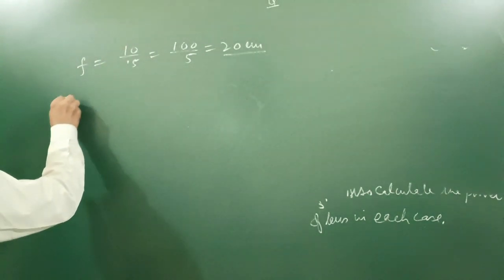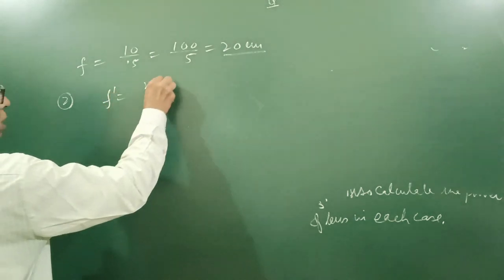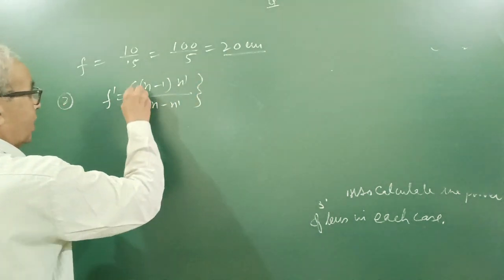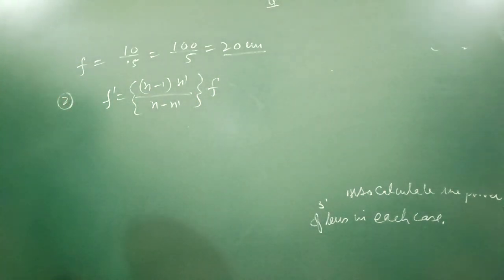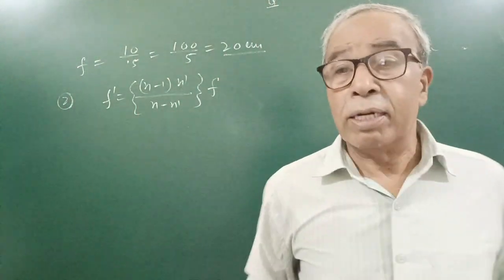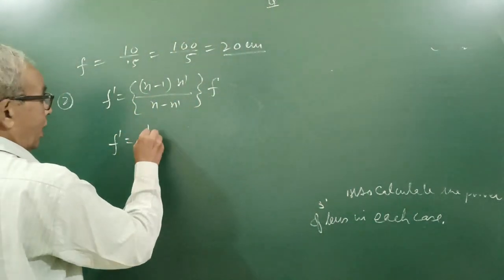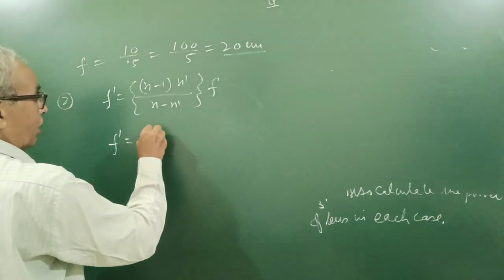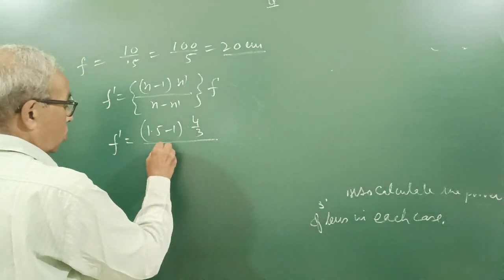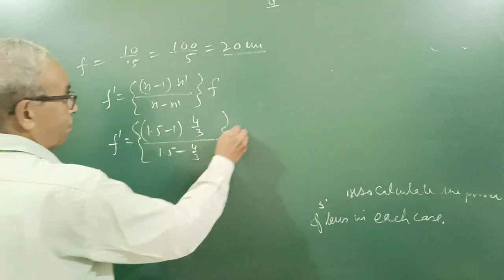Now, second part, focal length in liquid. So I told you that f dash equal to n minus 1 into n dash upon n minus n dash into f, where f is for air. If you write this two or three times by your brain, then it will be learned. And in every exam, a question comes on this topic. So f dash is equal to, n is 3 by 2, that is 1.5, minus 1 into 4 by 3 upon 1.5 minus 4 by 3 into f. f is 20.